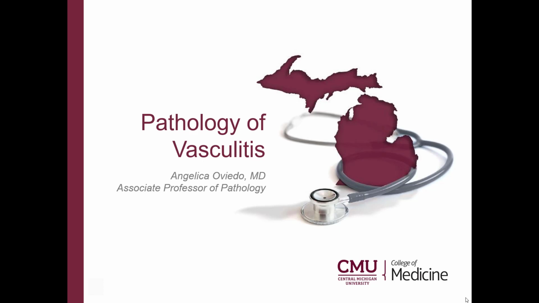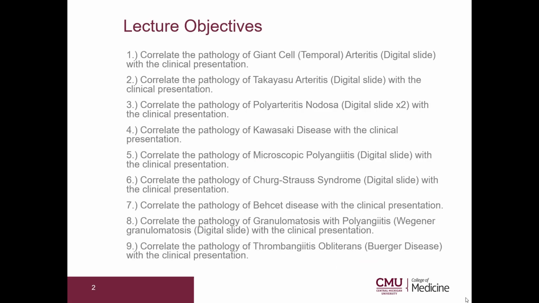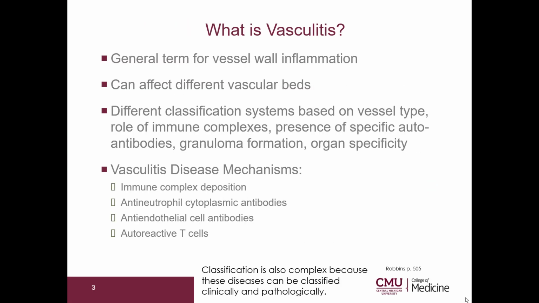Today we are going to go over the pathology of vasculitis. These are the lecture objectives. Before we start, I want to discuss some general concepts. Vasculitis is a general term for vessel wall inflammation. It can affect different vascular beds.